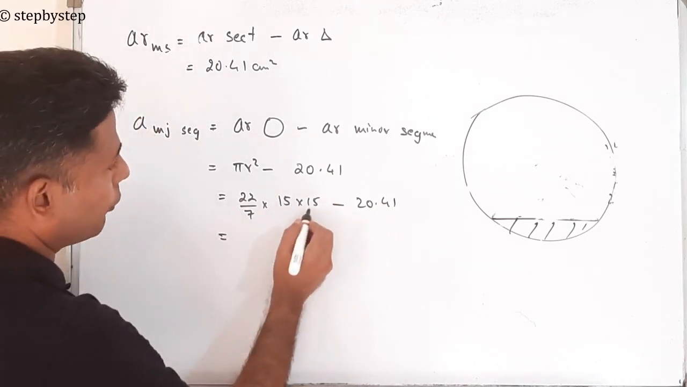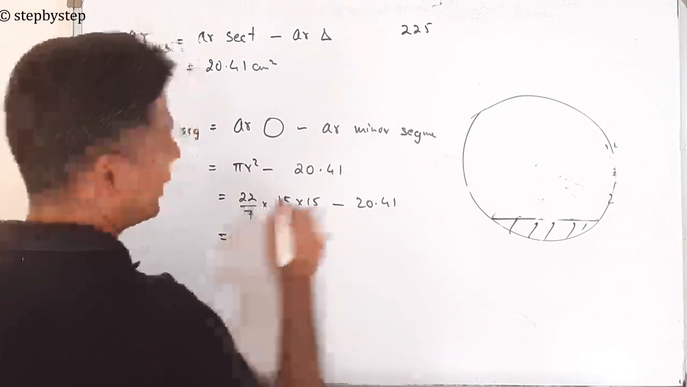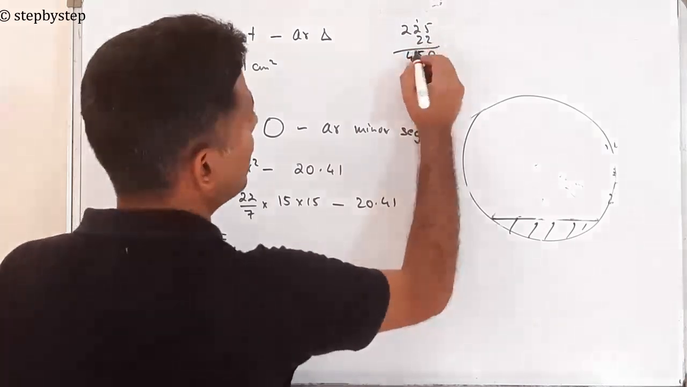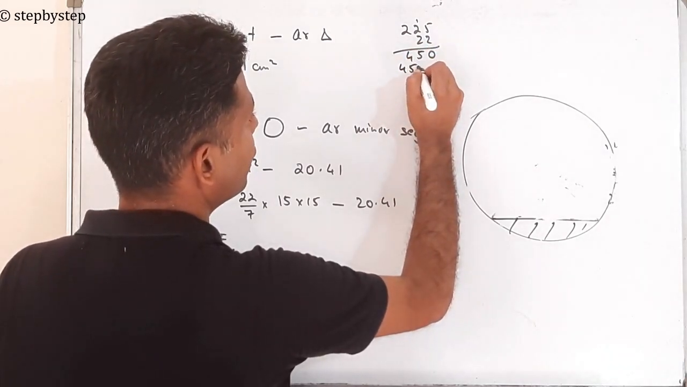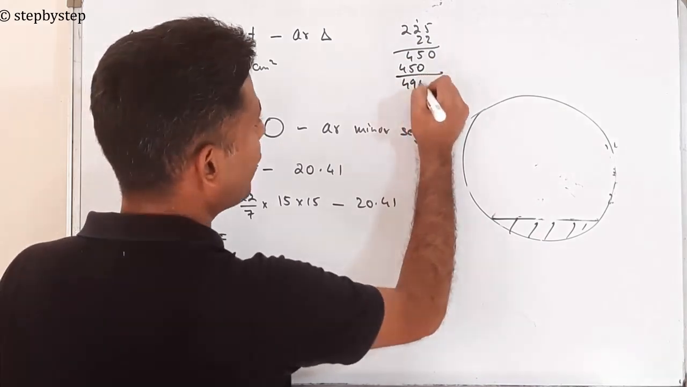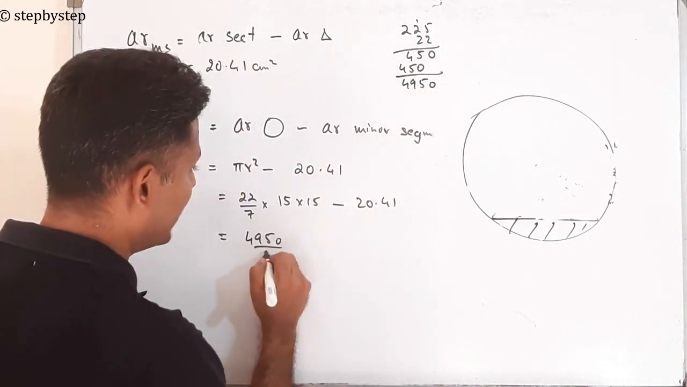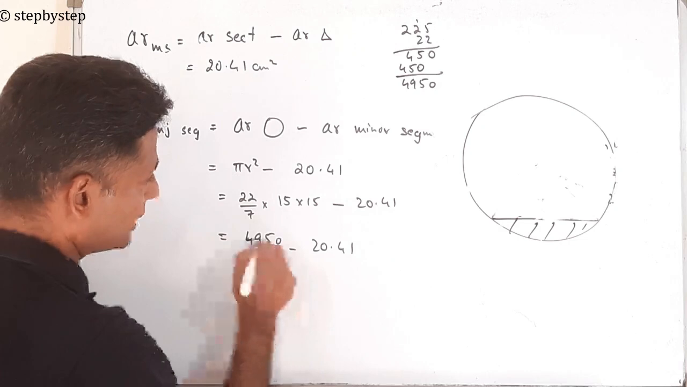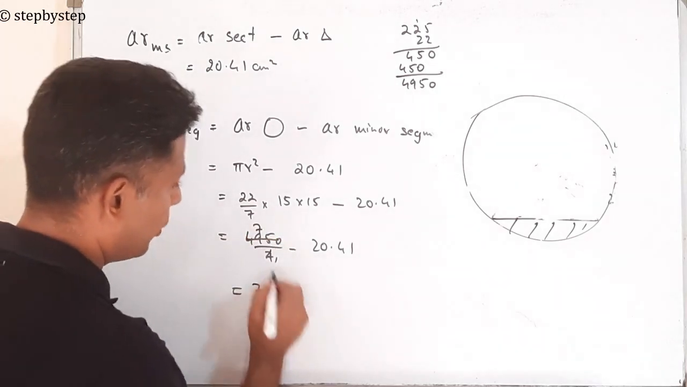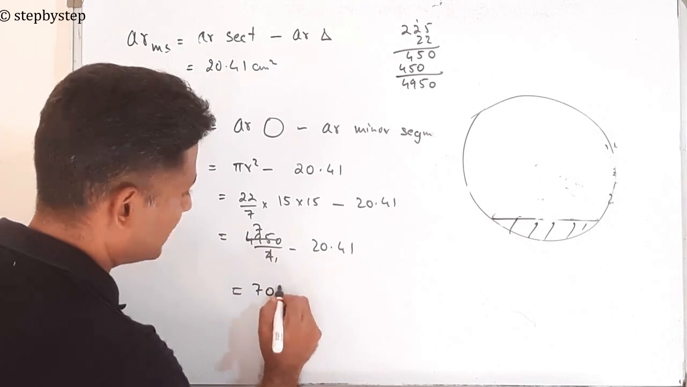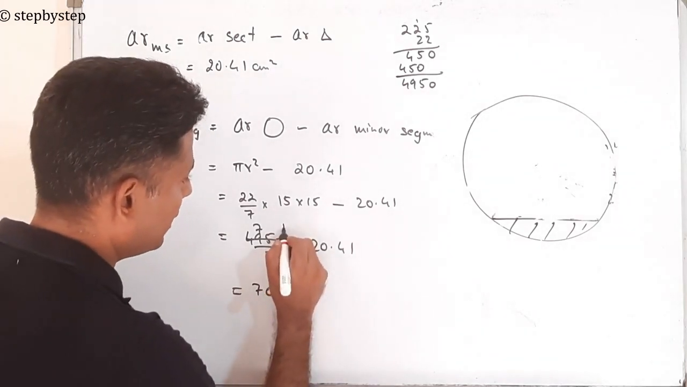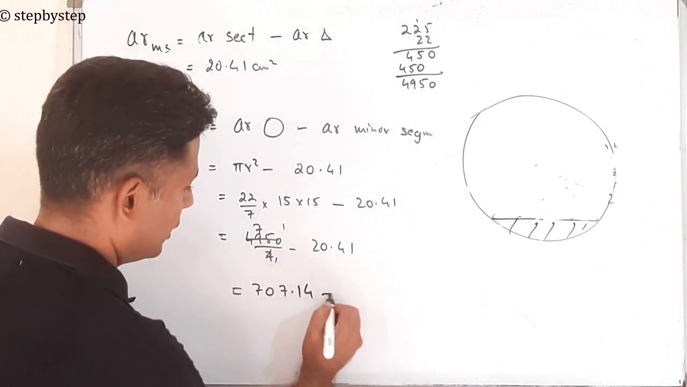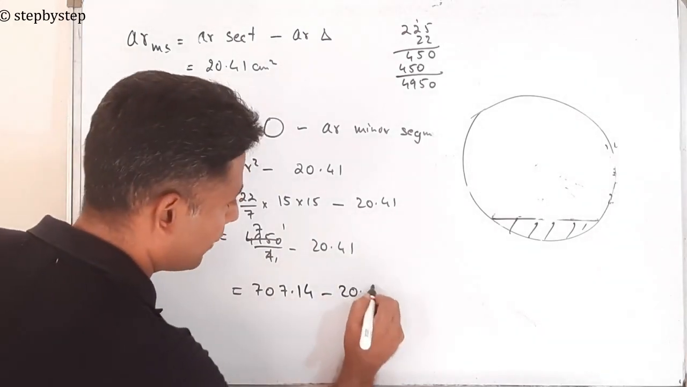So okay, 15 into 15, 225. 225 into 22, we get 5 2s are 10, 2 2s are 4, 5, 4. Here also we'll get 4, 50. So we get 4950. 4950 by 7 minus 20.41. Now 4950 by 7 is 7 ones are 7, then we'll get a 0. Then 50 is 7 sevens are 49. 1 will remain, 10, 1s are 7. So 3 will remain, 30, 4s are 28. So we get 707 minus 14, 20.41.